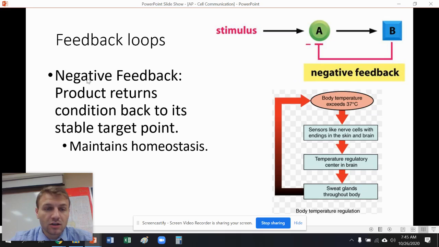A negative feedback loop is when the product stops the initial stimulus. You can see here B is going to stop A. I like the analogy of a thermostat here. Whenever it gets too cold in a room, we'll say, the heat's going to kick on, which raises the temperature, which is going to stop the heat. So it's a feedback loop that's going to regulate how much of a cellular response there is.